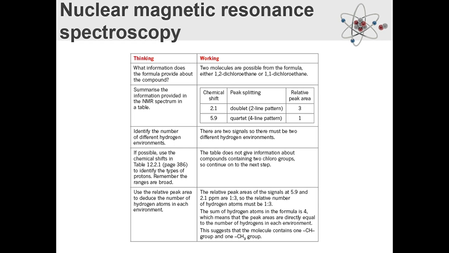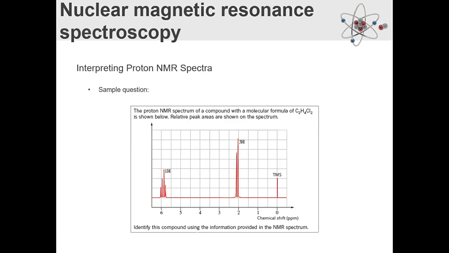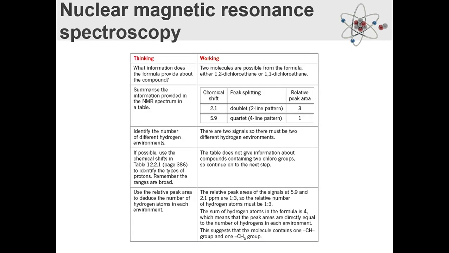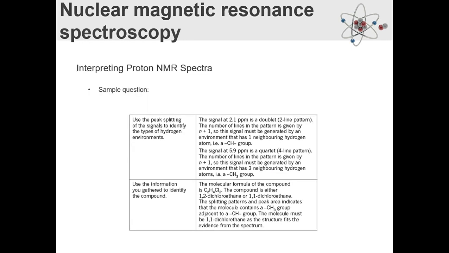So let's look at the relative peak area. What this means is our quartet is worth 1 hydrogen, but our doublet is worth 3 hydrogens. Therefore, our hydrogens must be on our molecule in a ratio of 1 to 3. Therefore, we could probably say that it is 1,1-dichloroethane, as it's what fits the pattern. However, they've also used peak splitting, which seems a little redundant. There's about 4 different ways you could have answered this question.